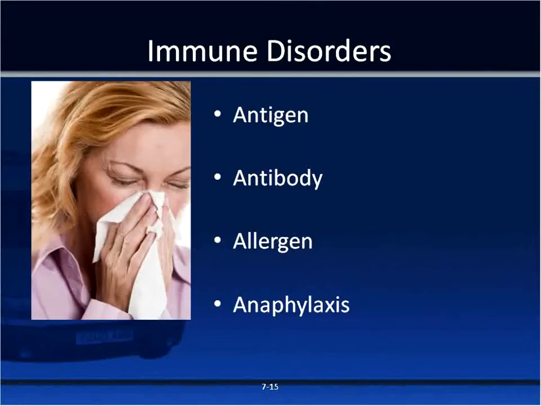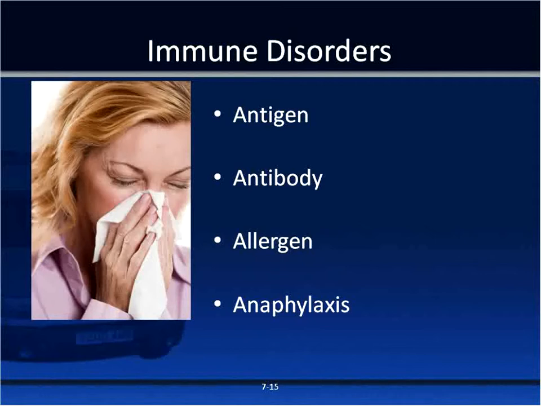Immune system disorders include allergies, autoimmune disorders, and immunodeficiencies. An antigen is any substance that is foreign to an individual and causes antibody production. When the body's immune system detects an antigen, white blood cells respond by producing antibodies specific to the antigen. An antibody is a substance produced by white blood cells to defend the body against bacteria, viruses, or other antigens.